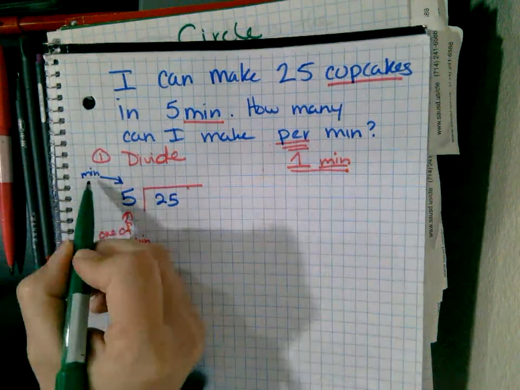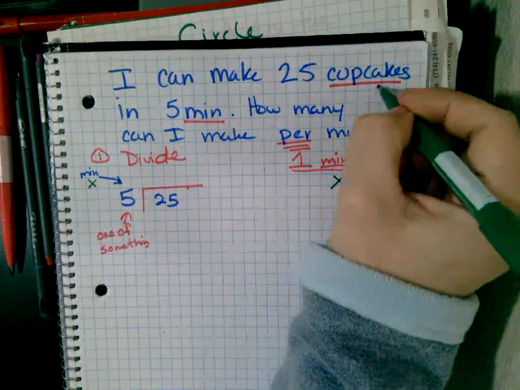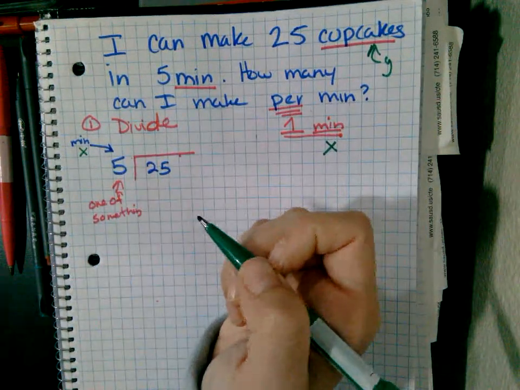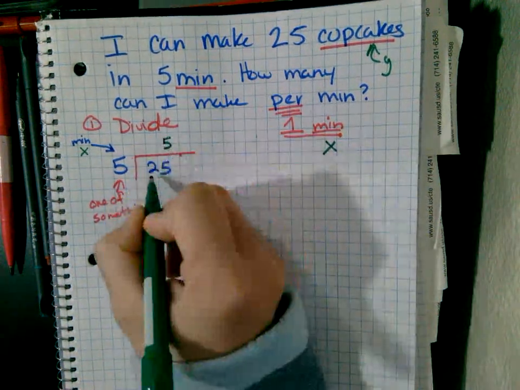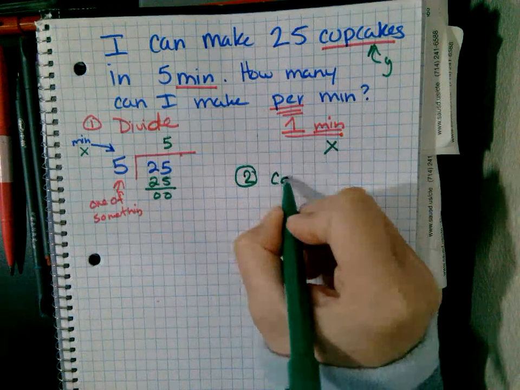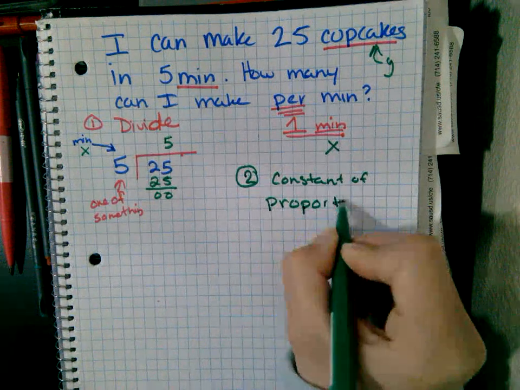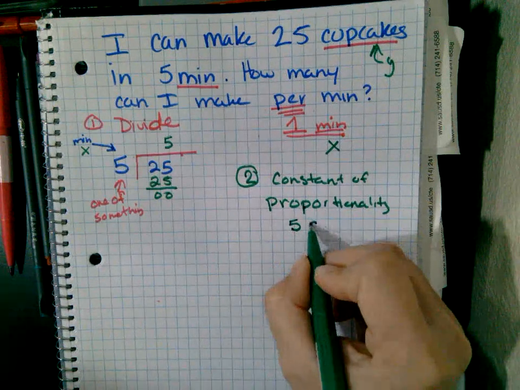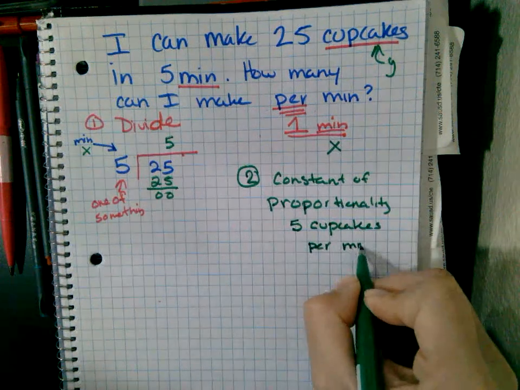So that means this is going to be your X, and 25, which is your cupcakes, is going to be your Y. All right. So what's 25 divided by 5? That one should be easy. 5. Thank you. So that means that your step number 2, constant of proportionality, is equal to 5 cupcakes per minute.